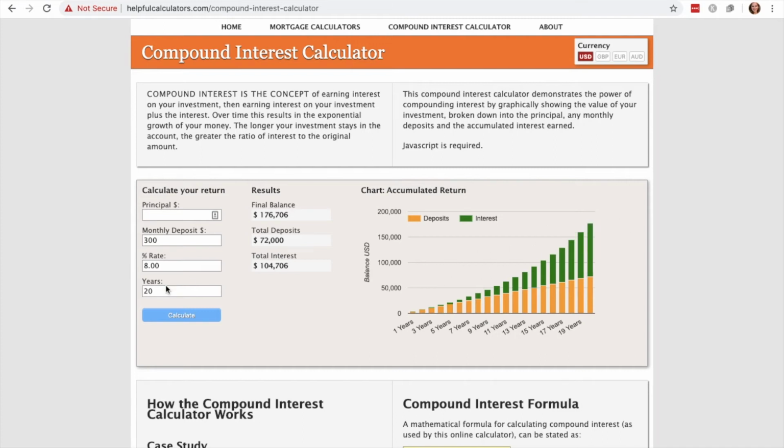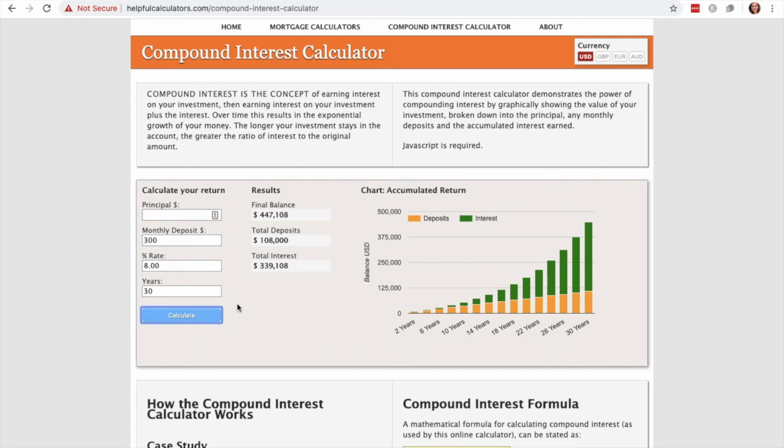All right, even better. You're 35 and you plan to retire in 30 years. In 30 years, you'll be 65. You still plan on contributing $300 monthly to your investments. Now let's take a look at how much money we can make. Wow, even better. The total interest has now increased to $339,000. You can see here that the graph in interest that you're making is incrementally increasing.